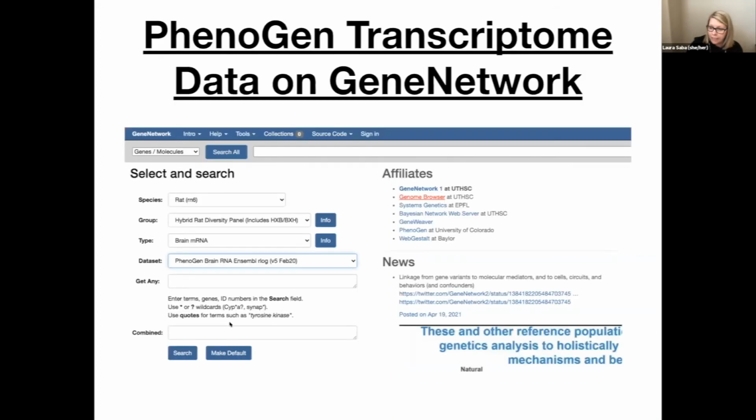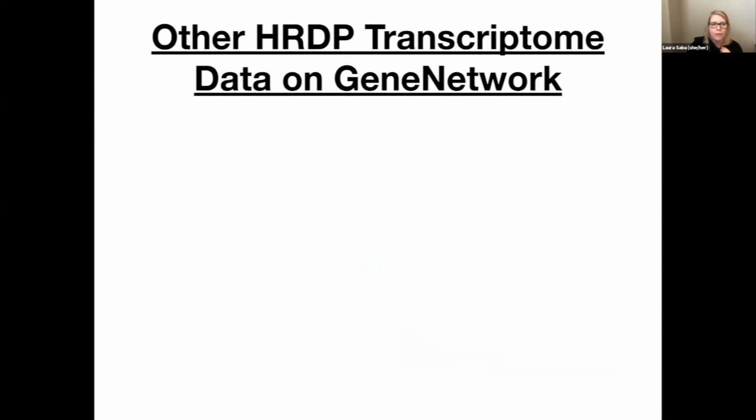This transcriptome data that we've generated is also available through GeneNetwork. So GeneNetwork has now added the Hybrid Rat Diversity Panel as one of its groups under the rat. And you can see the PhenoGen data is in there. So what that means is you can use it, you can do your own mapping, you can look at correlations with some of the phenotypes that are on GeneNetwork as well.